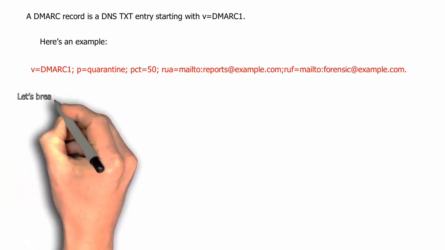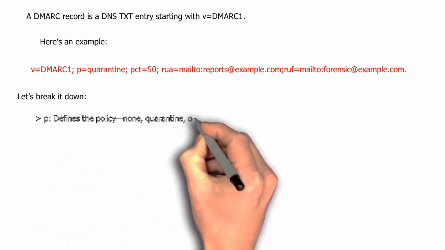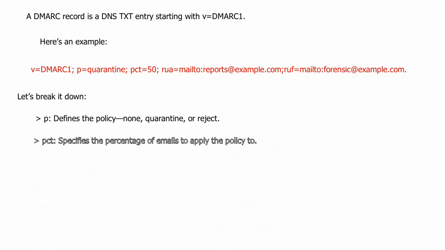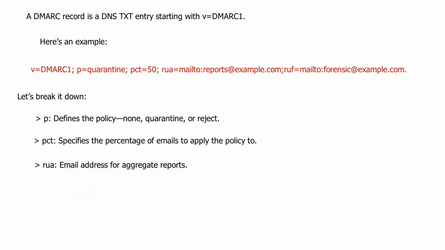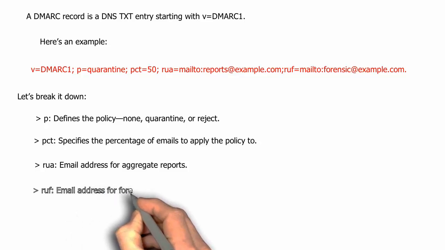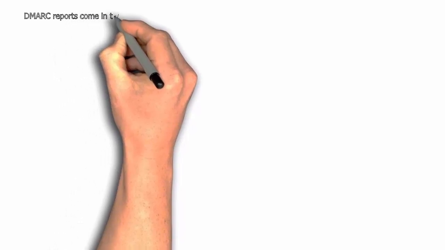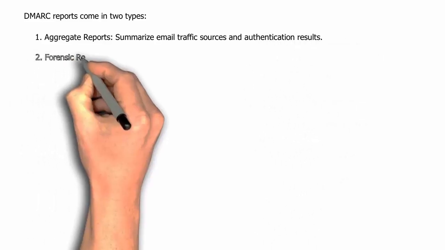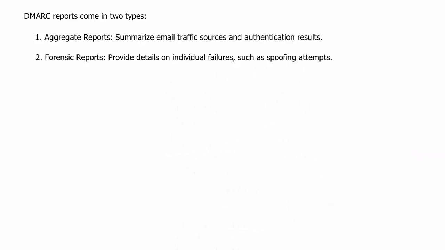Let's break it down. p defines the policy: none, quarantine, or reject. pct specifies the percentage of emails to apply the policy to. rua is the email address for aggregate reports. ruf is the email address for forensic failure reports. DMARC reports come in two types. 1. Aggregate reports summarize email traffic sources and authentication results. 2. Forensic reports provide details on individual failures, such as spoofing attempts.